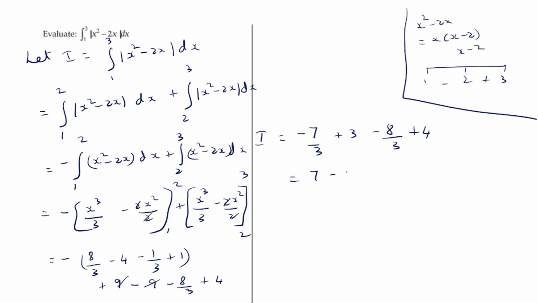So this is 7 minus 15 by 3. It is 7 minus 5, which is 2. So the value of the given integral is equal to 2.